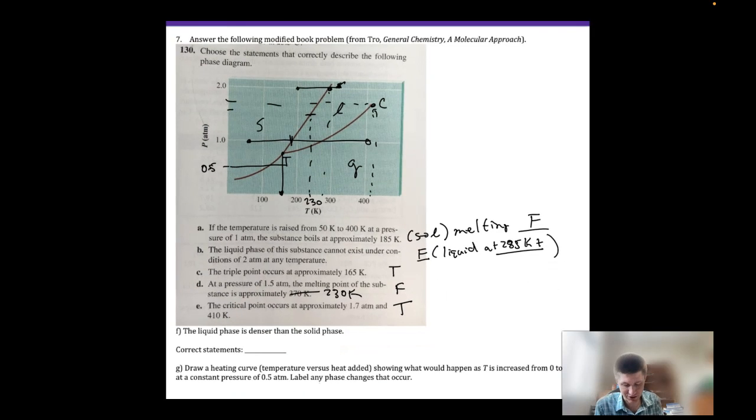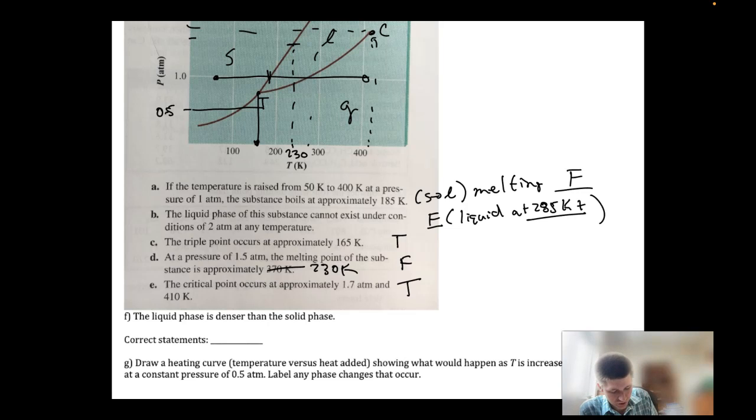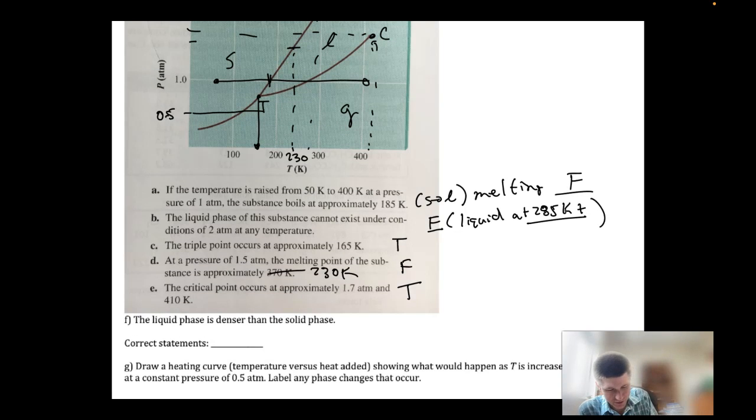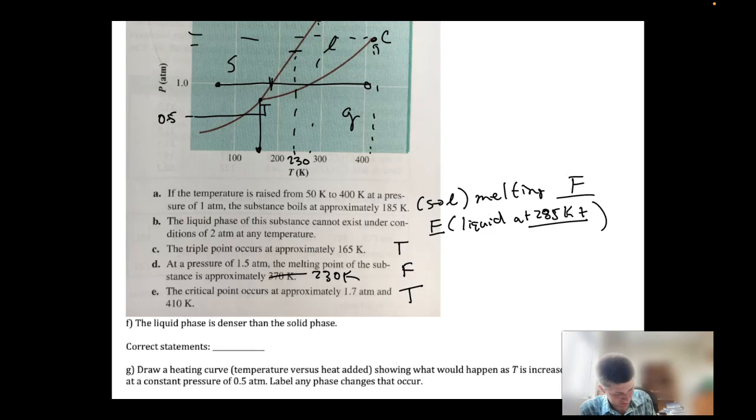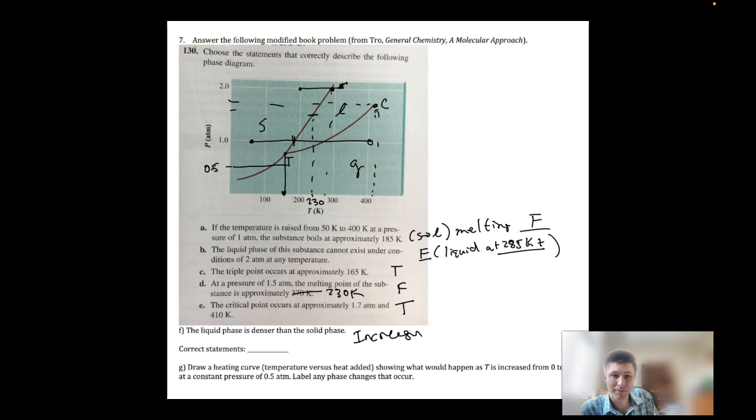The liquid phase is denser than the solid phase. To get the density, remember that we have to look at what happens when we increase pressure. So the rule here is that increasing pressure favors the denser phase. So in this case, when we increase pressure here, we go from liquid to solid. So that's going to mean the solid phase is denser, so false for F. Okay, when we went back and through this, it turns out the correct statements here are just C and E.